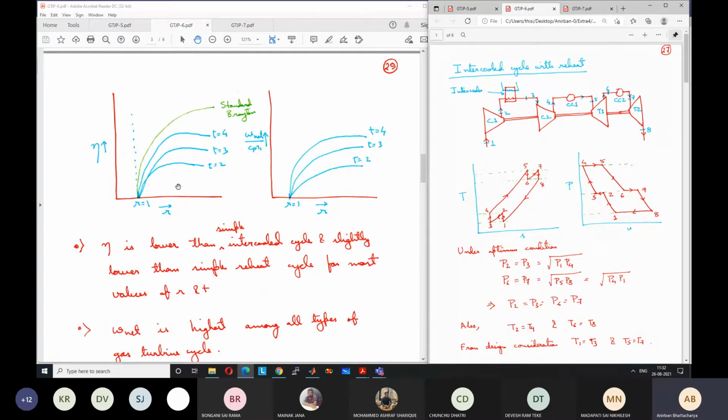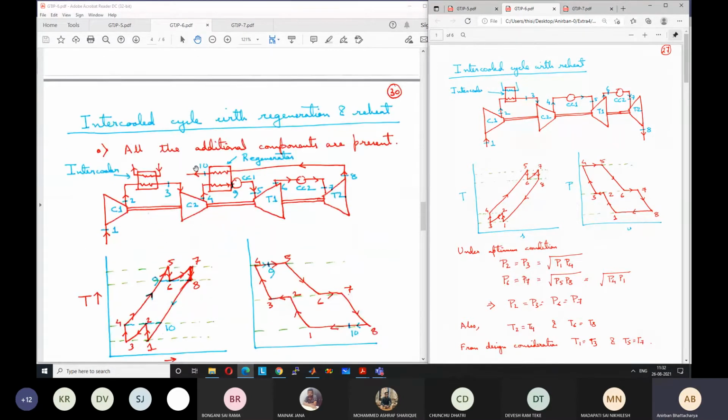So that is the role of regenerator. That is the last cycle that we are going to study, which is the intercooled cycle: a simple Brayton cycle with intercooling, regeneration and reheat. All the three additions are here. You can say it is the most complicated, ultimate cycle. It has all the combinations possible.